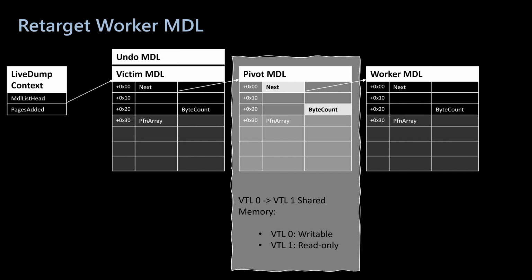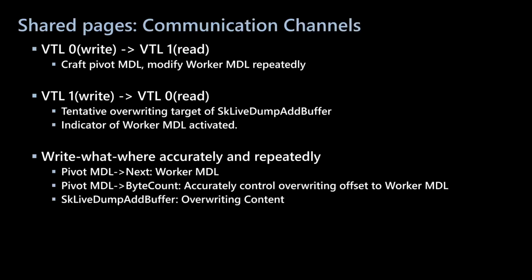Normally, this constraint can be bypassed if we can find some non-zero content before the overwriting target, crafting a worker MDL there and adjusting the writing cursor by changing the byte count accordingly. You can see I take full advantage of the shared pages. I use the first shared memory to craft power to MDL and modify worker MDL repeatedly. I use the second shared memory as the tentative overwriting target and determine the good timing to modify the next pointer when the worker MDL has been activated.